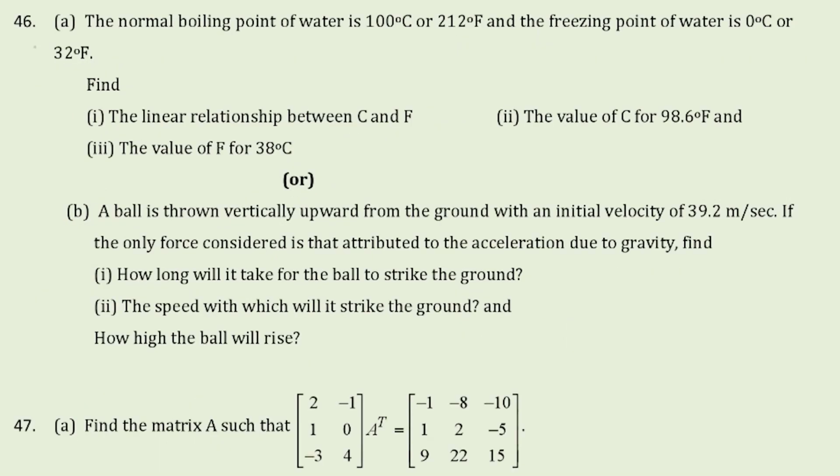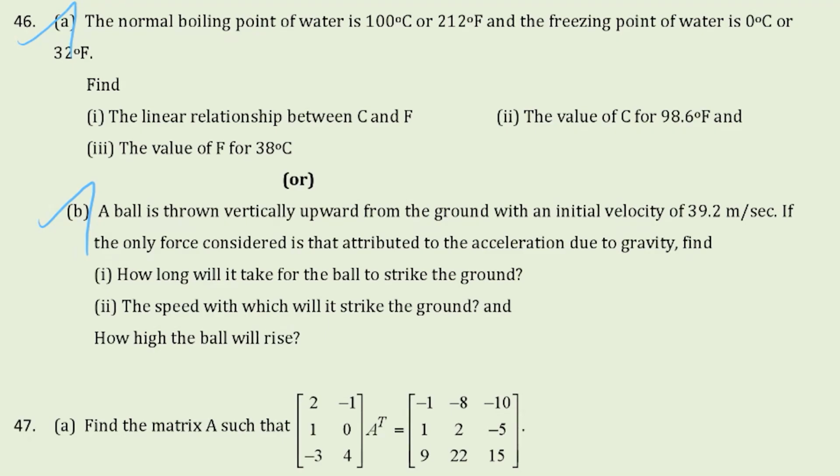Next, question number 46 A: the normal boiling point of water is 100 degrees Celsius or 212 degrees Fahrenheit, and the freezing point of water is 0 degrees Celsius or 32 degrees Fahrenheit. Then find the linear relationship between C and F. Second, the value of C for 98.6 degrees Fahrenheit, and third, the value of F for 38 degrees Celsius. And 46 B: a ball is thrown vertically upward from the ground with an initial velocity of 39.2 meters per second.